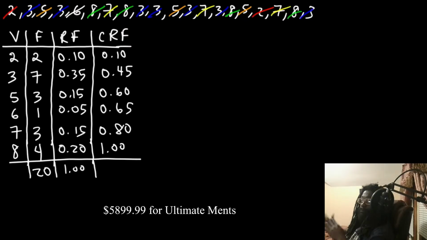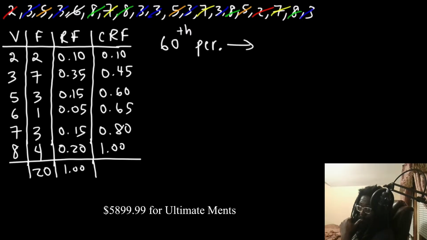Now, let's talk about how we could use this information. Using this table, what is the value of the 60th percentile? What would you say? So what we need to do is look at the cumulative relative frequency. So the 60th percentile will end here. Now notice that it's exactly 0.60, which corresponds to 60%. To find the 60th percentile, you need to average these two values.